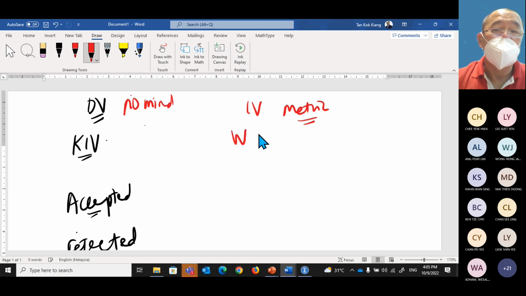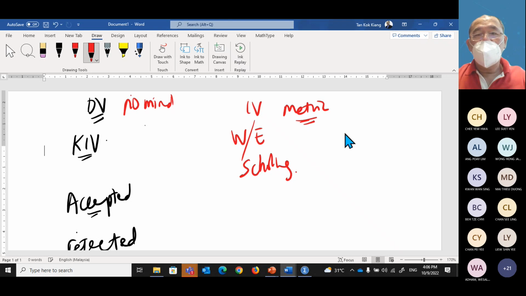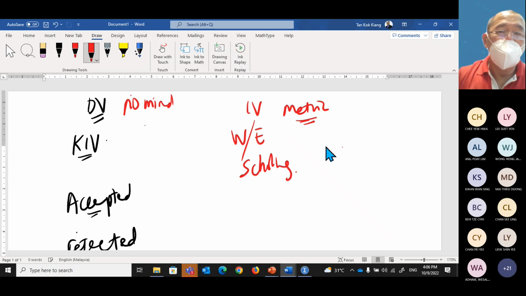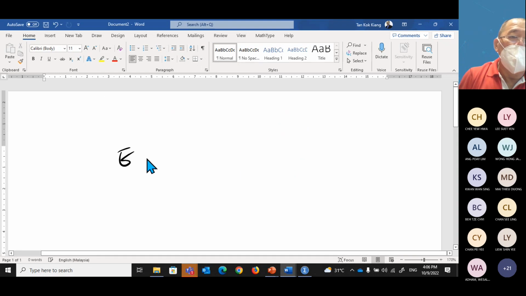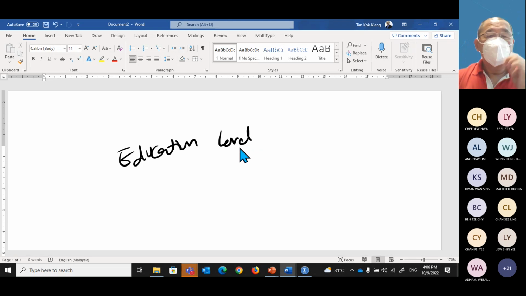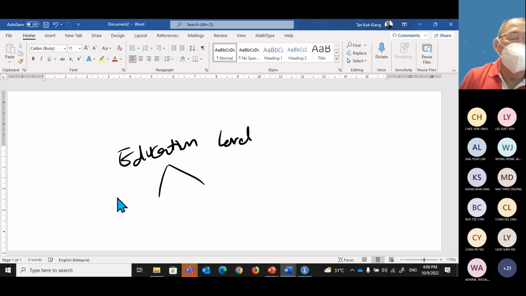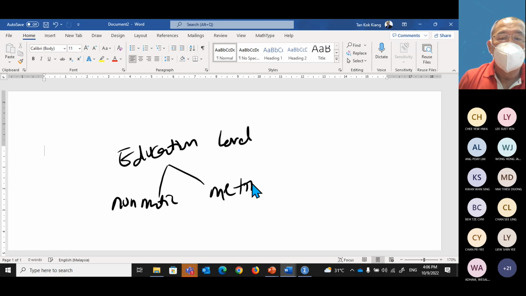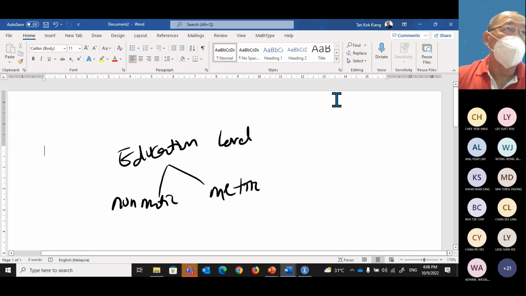For example, working experience: how many years? Therefore, it's metric. Another example, schooling years. Remember education level? I think I discussed this before. Education level depends on you. You can make it metric or non-metric, depending on how you phrase the question. Therefore, you can get the data that you want.